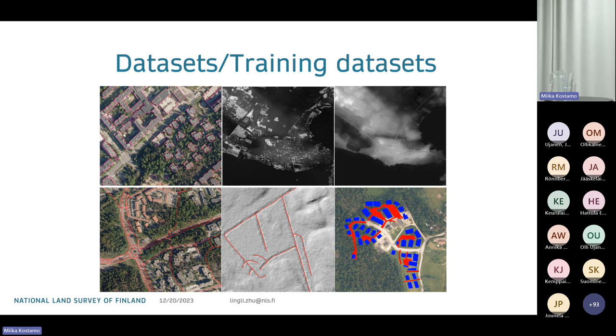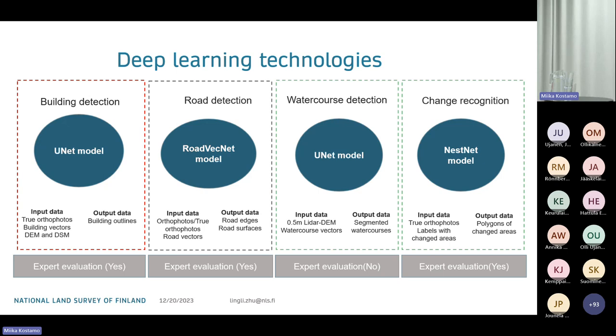This is the overview of our deep learning solutions during this project. For building detection, we use a UNet and we trained it with orthophotos, building vectors, DEM and DSM. And finally, we got building outlines from the network. For the road detection, we trained with orthophotos and road vectors.